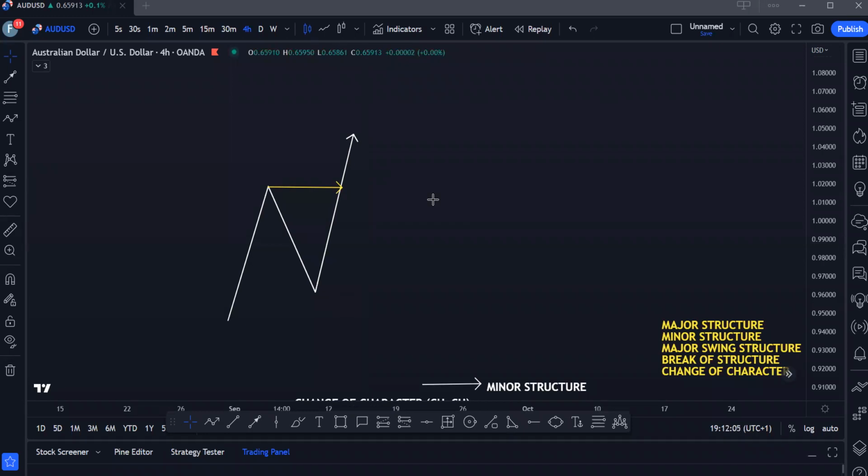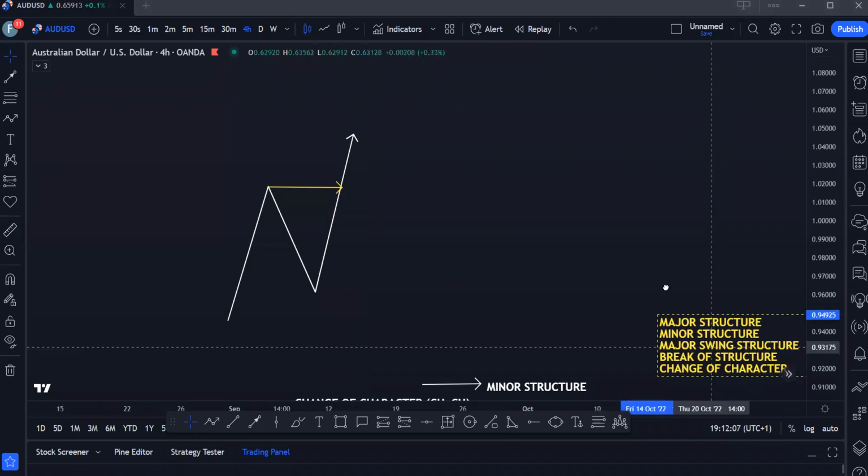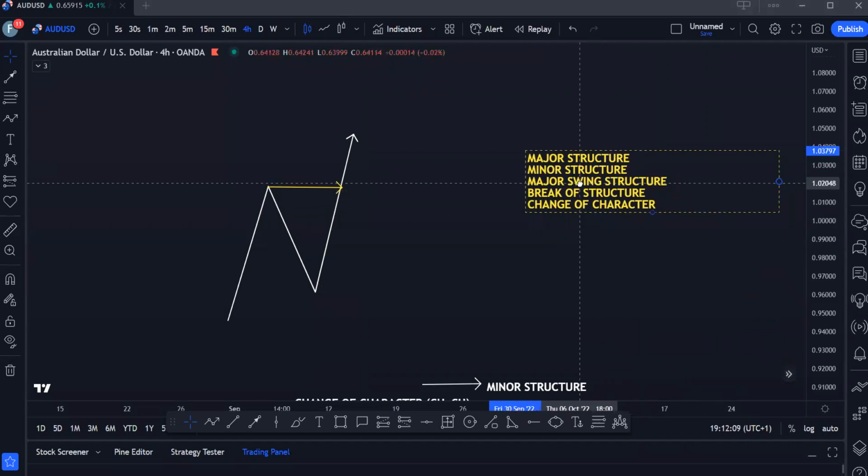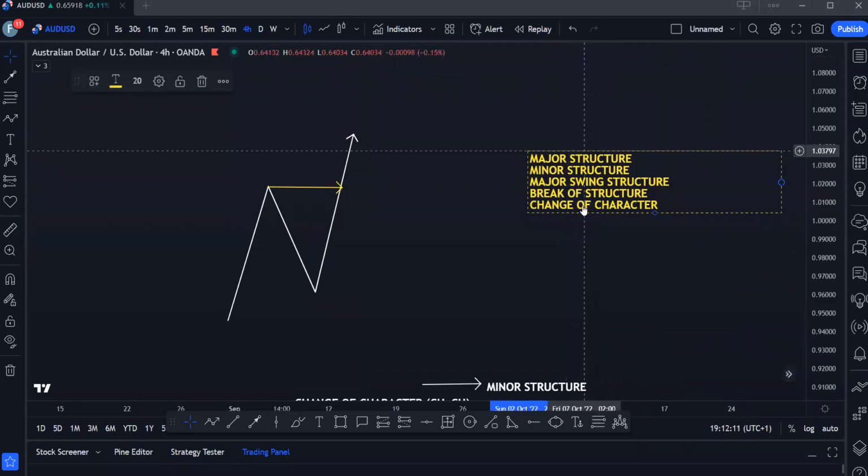So I was saying that I would like you to watch the replay, guys. In that replay, we talked about 5 things: major structure, minor structure, major swing structure, break of structure, and change of character. These are the 5 things that you want to really learn when you watch the video. I really recommend it.